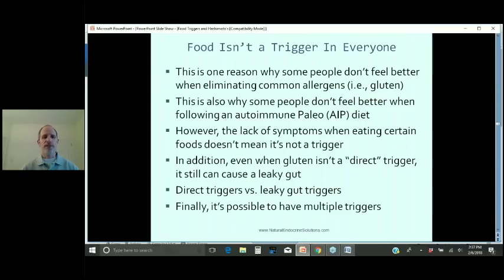All right, and of course, it's possible to have multiple triggers. So if someone has a sensitivity to gluten, and let's say gluten's a trigger, and they avoid gluten but don't feel better, they come to the conclusion, well, I don't have any food triggers. Or they go on a strict AIP diet for 30 days, and they don't feel better. Again, it very well might be because food is not a trigger, but it could also be because you have multiple triggers. So maybe you have a food trigger and you have an infection.